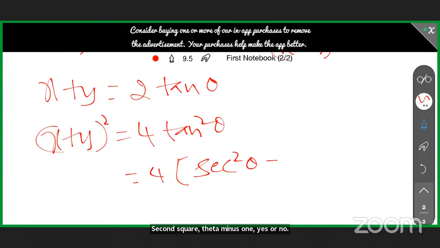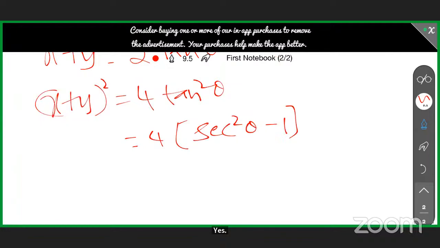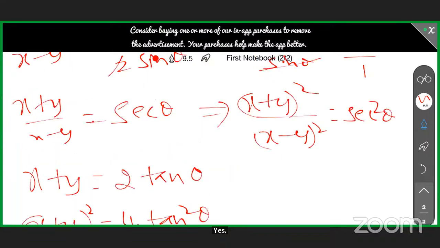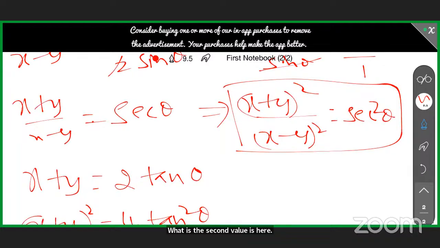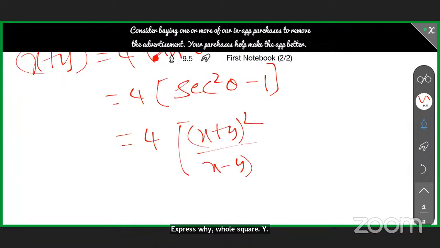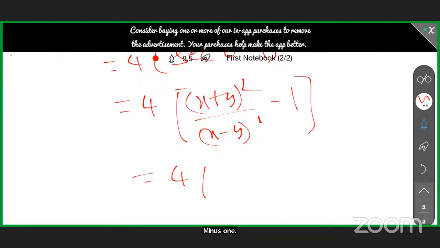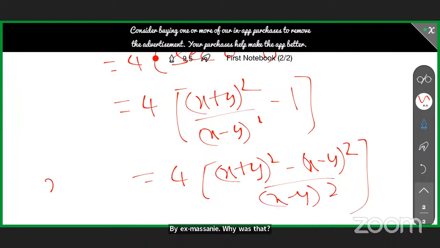So tan square theta can be written as secant square theta minus 1. See, secant square theta has got a value. What is the secant square theta value here? (x plus y) whole square by (x minus y) whole square. I'll put that value here. That is 4 into [(x plus y) whole square by (x minus y) whole square minus 1]. Now the simplification you have to do is 4 into [(x plus y) whole square minus (x minus y) whole square] by (x minus y) whole square. Fraction subtraction. So what is left out here? (x plus y) whole square.